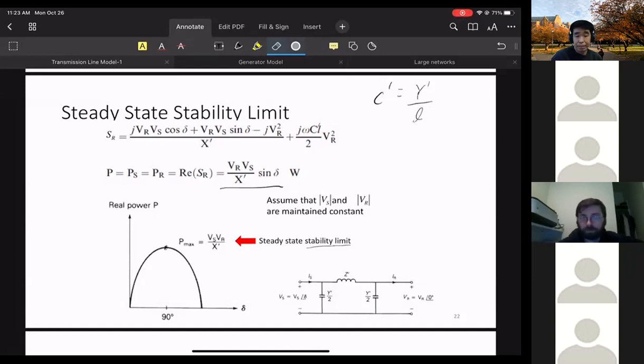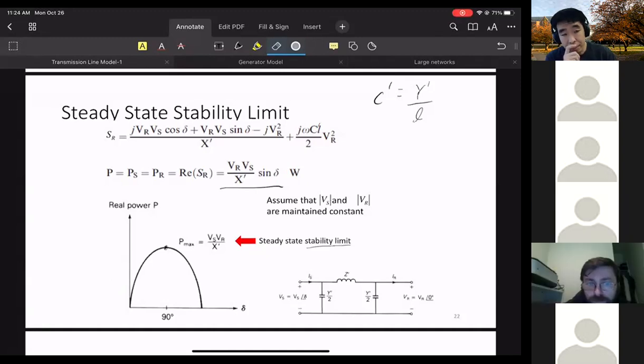Hi, Professor. I have a question for problem six. The load at the receiving end absorbs 9 megawatts plus j times 1,000 megawatts. Should I divide this number by three for each phase? Yes, this is the total three-phase power.